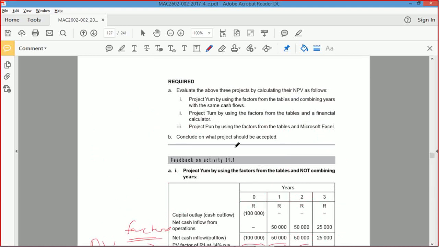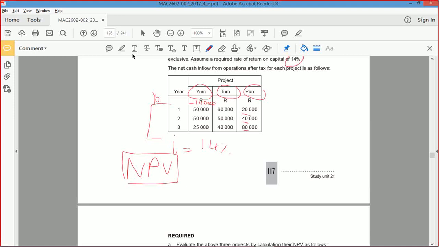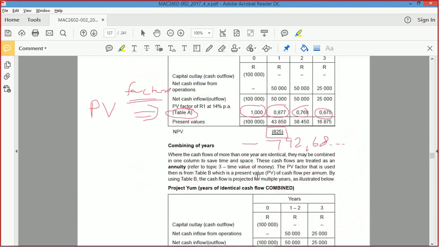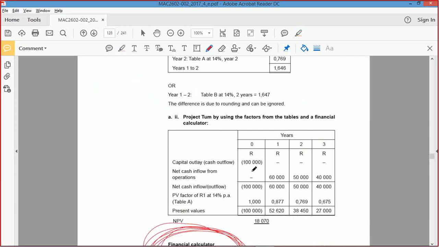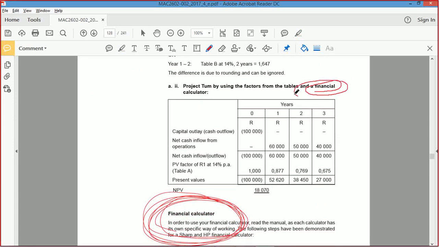Let's look at this one. Project T, using tables and financial calculator. Obviously the financial calculator is the right way to do it. So let's do T. Grab a financial calculator. Cash mode. 14%. 100,000 initial investment. 60 here, 50 here, 40 here. What do you get? 18,103.8160,190. Let's see. Okay, there. Financial calculator.